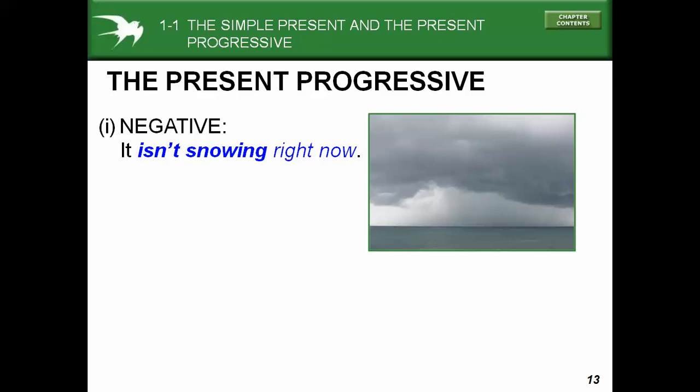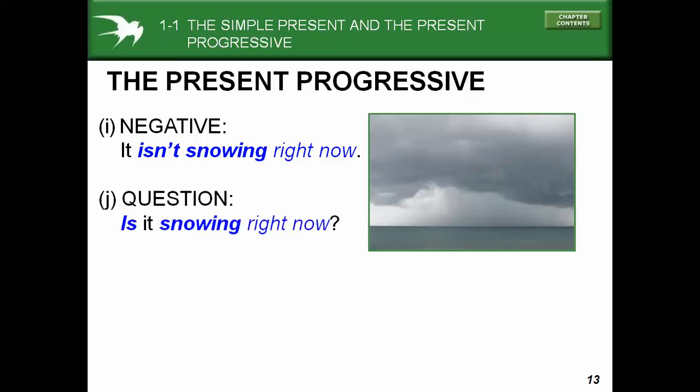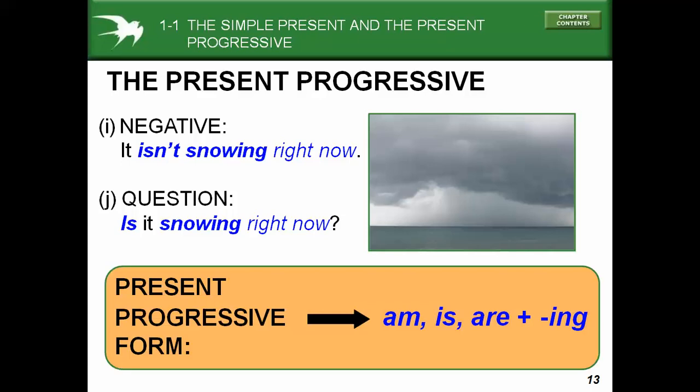Okay? The present progressive, the negative. We use not after the auxiliary: am, is, or are. It is not snowing right now. Question: is it snowing right now? We start with the auxiliary. Is it snowing right now? Simple. Am, is, are plus verb plus ing.